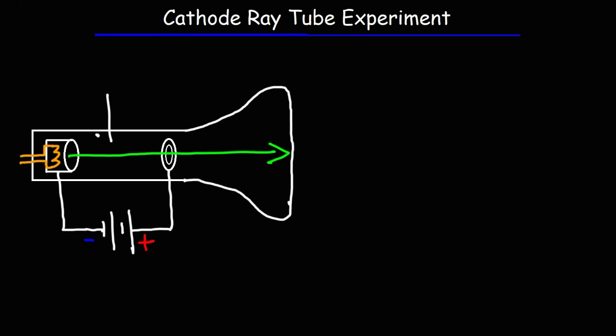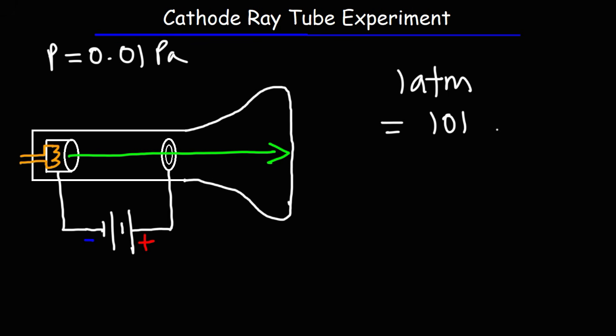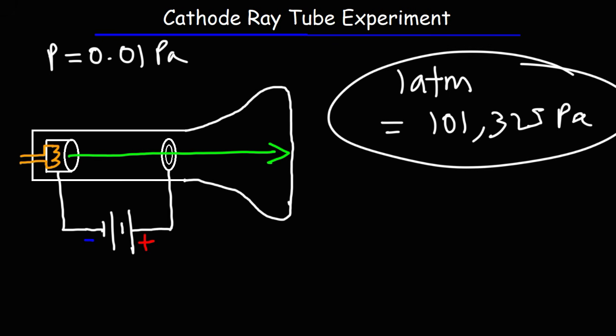So inside this device is an evacuated chamber. The pressure is very, very low. Most of the gas molecules have been removed, such that the pressure is as low as 0.01 pascals. At sea level, the pressure is 1 atm, 1 atmospheric pressure, which is equal to 101,325 pascals. So you can see the difference between the air pressure that we breathe and the very low air pressure inside of this evacuated chamber.